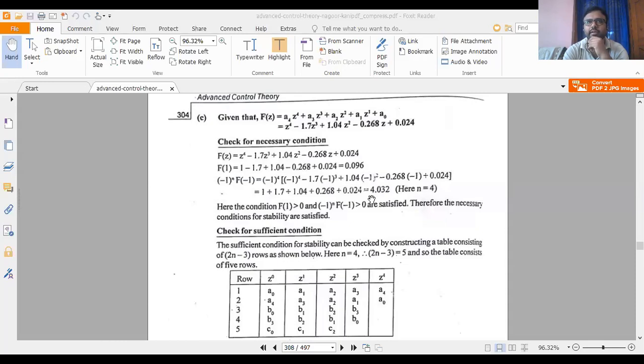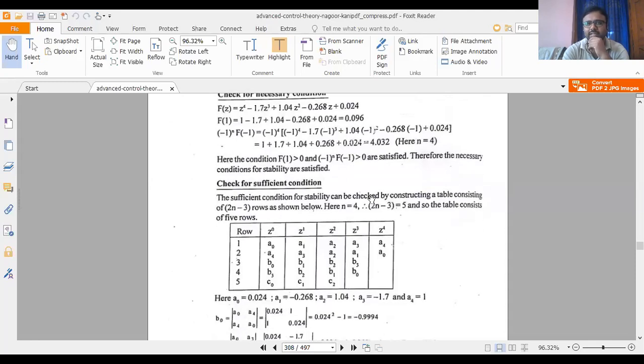And now we are going into the Jury stability table. It consists of 5 rows. Why? Because the order of the equation is 4, therefore 2n minus 3, that is 5 rows, are going to be tabulated in this particular table.